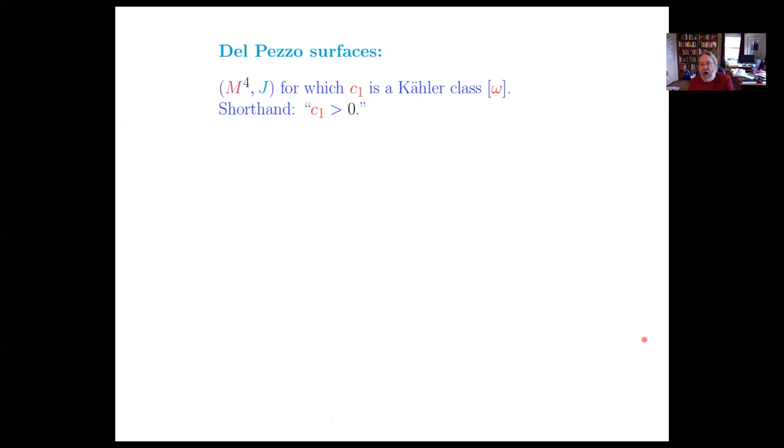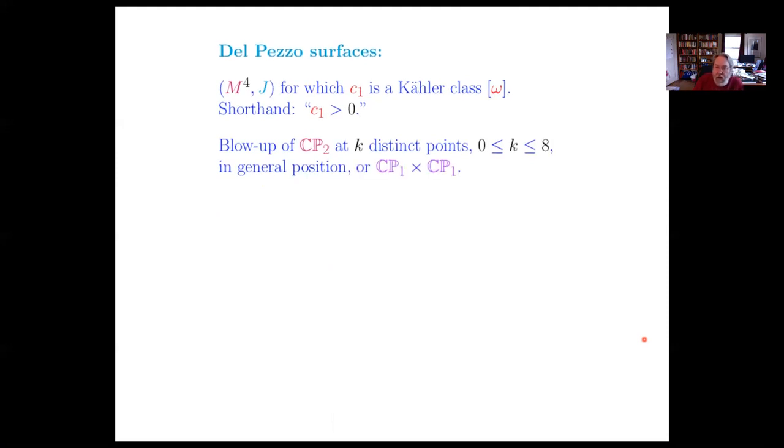This is often written in shorthand as C1 greater than 0, and that confuses every student beginning in the subject. It's important to realize that this is not an inequality of numbers. It's a partial order on cohomology classes. C1 is bigger than 0 in the sense that it's gotten from 0 by adding a Kähler class. All right, so the classification of these is very standard. The main possibilities are that you take CP2 and blow it up at K points in general position, where K is some number between 0 and 8, or CP1 times CP1.